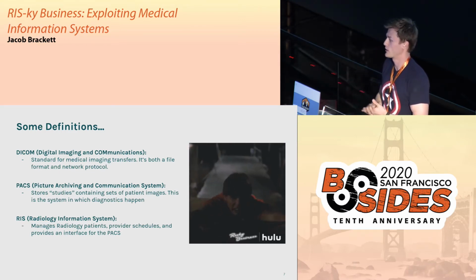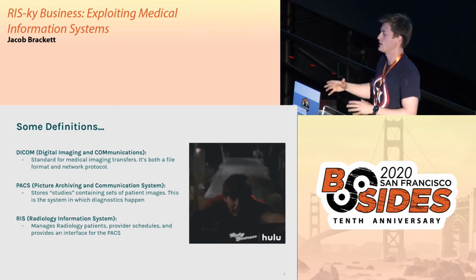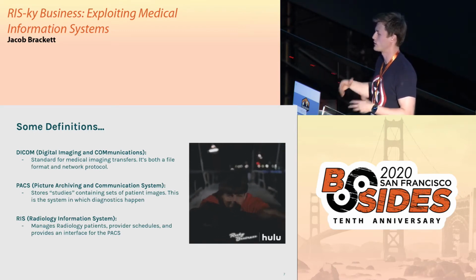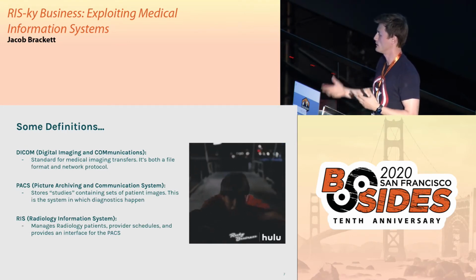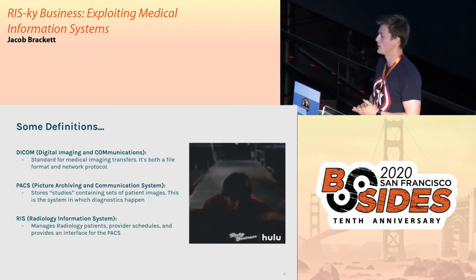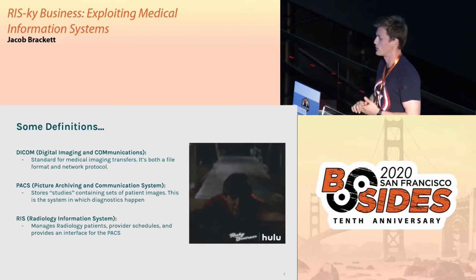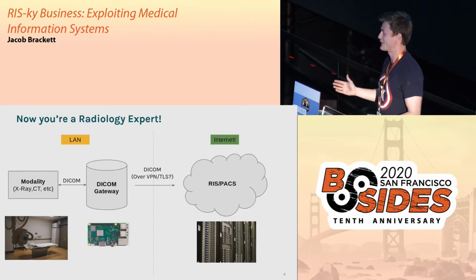And then finally, we're going to talk about radiology information systems, which is kind of related to a PACS in that a PACS is a part of it, kind of. It's the higher level, the business logic side of the PACS. So whereas the PACS is where you go in and view images, the RIS is where you go in, manage provider schedules. It allows you to click at a certain appointment time and then view the images that were associated to that appointment. Cool, so now you're a radiology expert, you know all the terms.